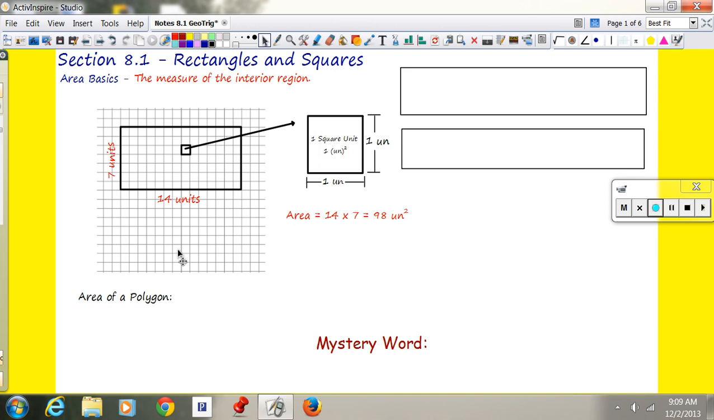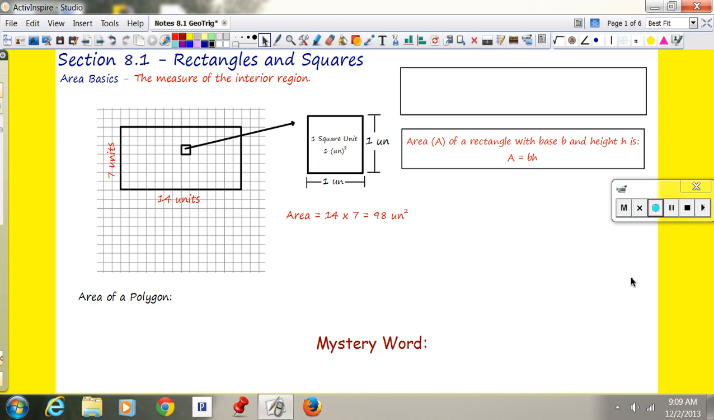We've got a couple of formulas. The one we just used is the area of a rectangle formula. The area A of a rectangle with base b and a height of h is just b times h, or base times height. That's for every rectangle.